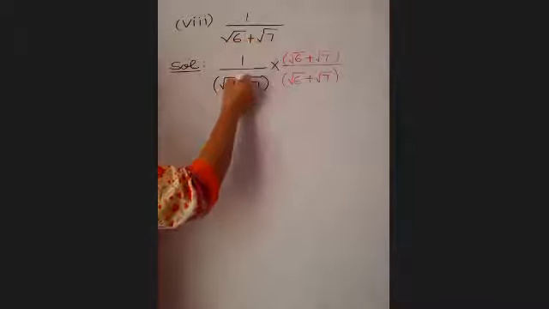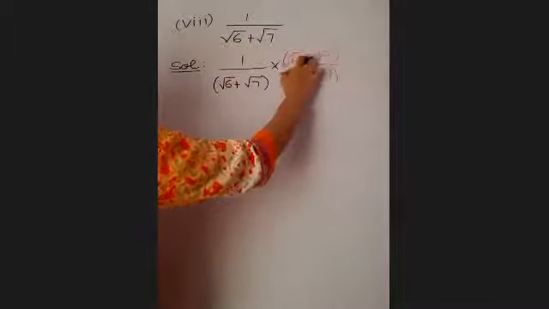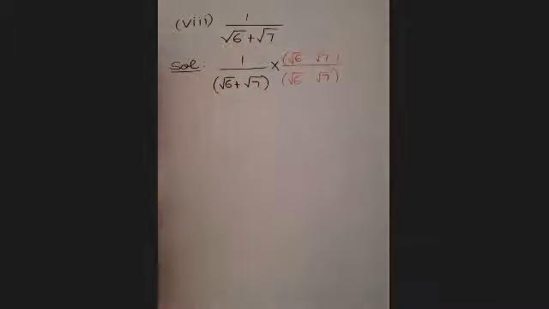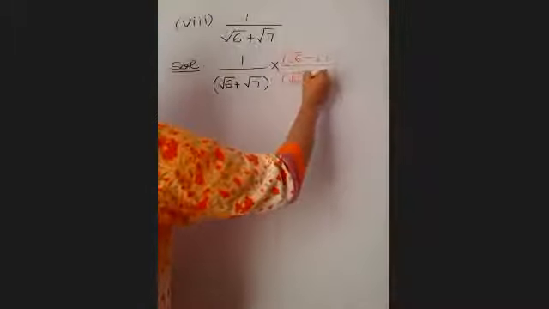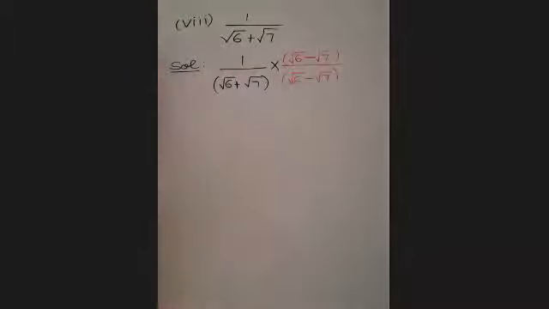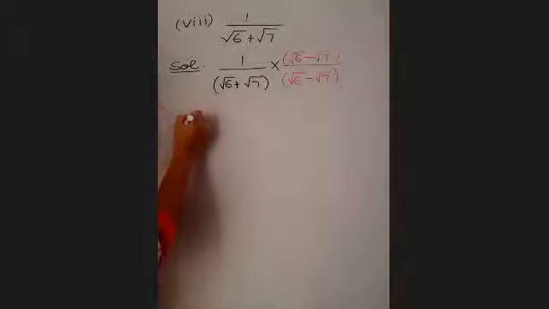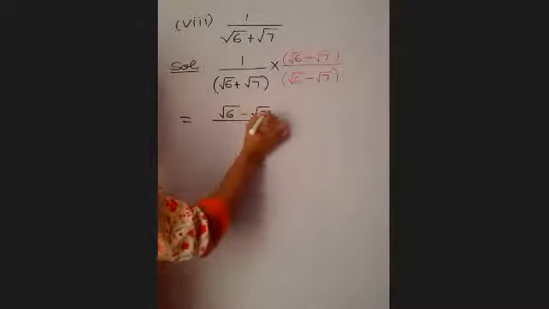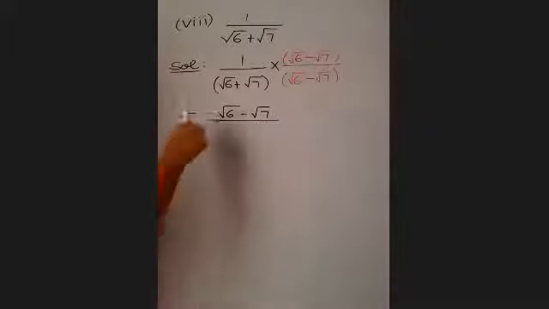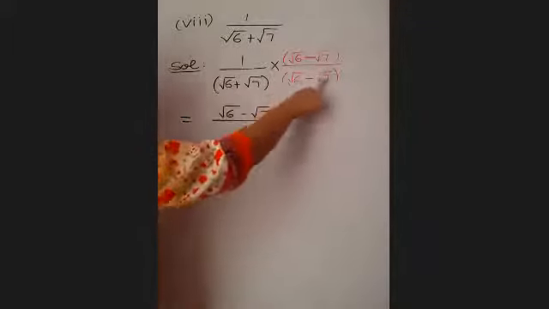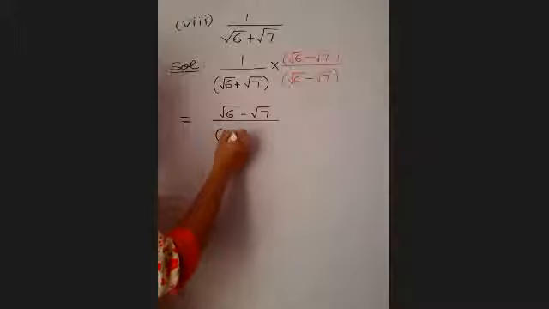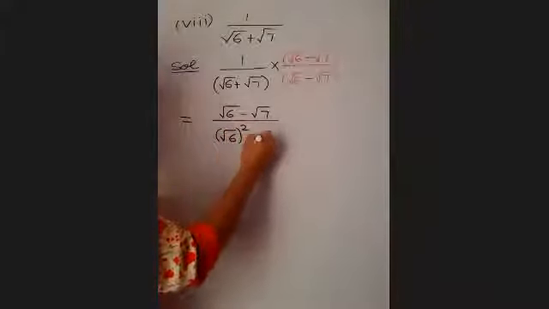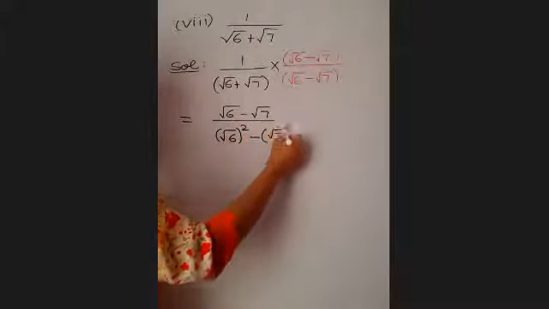Make it plus. Then what will happen? Then we will multiply and divide by minus. Let us see what happens next. So in the numerator, we have root 6 minus root 7. And in the denominator, we have a plus b, a minus b. What does it become? Root 6 square minus root 7 square.